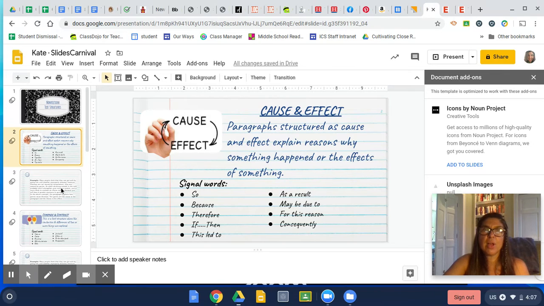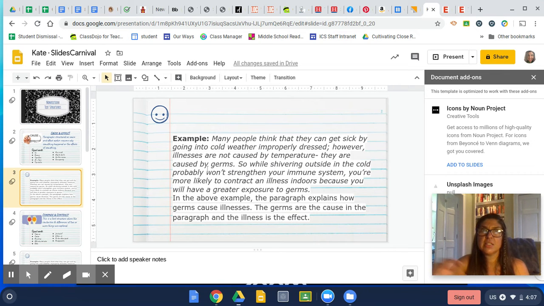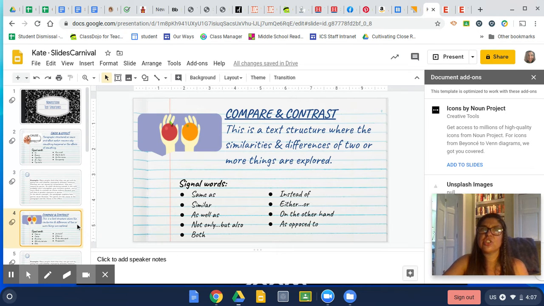Here's an example of the cause and effect text structure in use. I'm not going to read it to you. You can go ahead and read it to yourself in the slideshow that I send you. Another text structure that authors often use is compare and contrast. And this is a text structure where the similarities and differences of two or more things are explored.